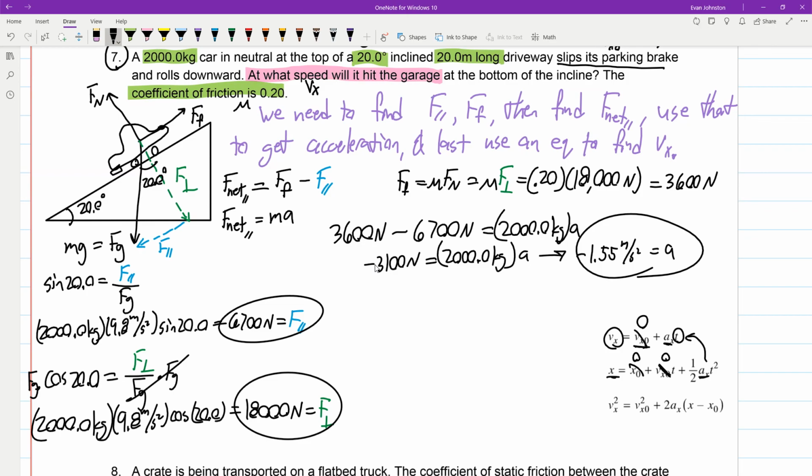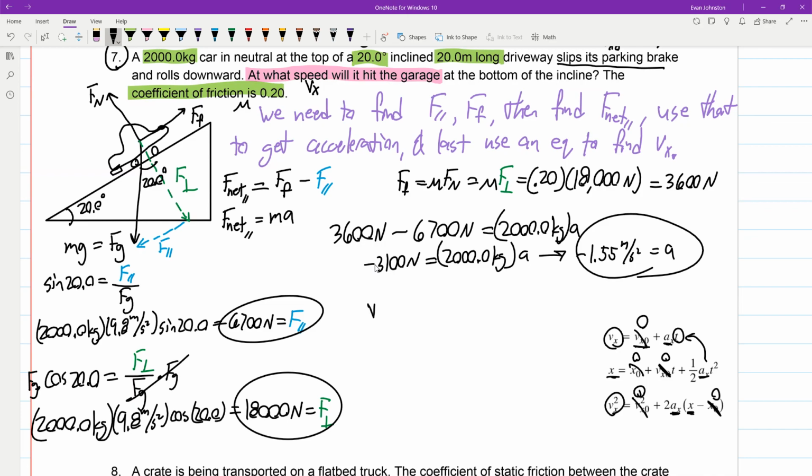But let's just check the third one just to be safe. We want to find how fast it's going at the bottom. We know it says since it slipped its parking brake, it started from rest, so that's 0. We know the acceleration. We know how far it's traveling. It's going down the 20-meter long driveway. And we know we get to call wherever it starts 0. So actually, even though using these two wouldn't be too bad, still using the third one is much easier still. So I'm going to go ahead and use that one.